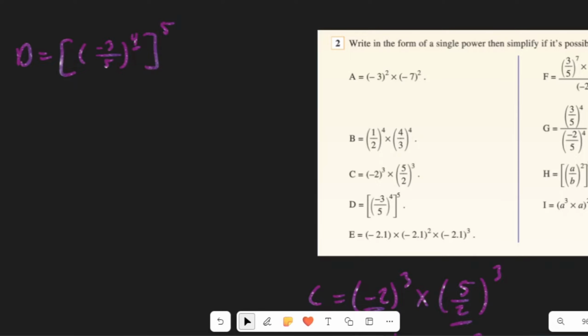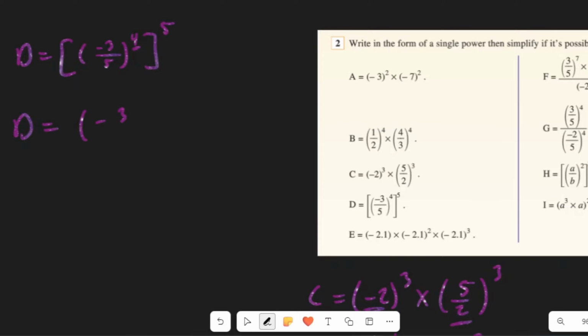And because we know that what's inside the bracket is now positive, the 5 won't have any effect on the sign. However, if it was negative 3 over 5 to the power of 5, all to the power of 5, then the result would have been negative, since 5 is an odd number. Therefore, it would have produced a negative result.